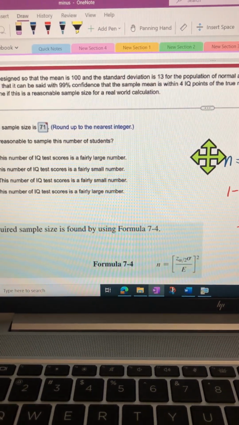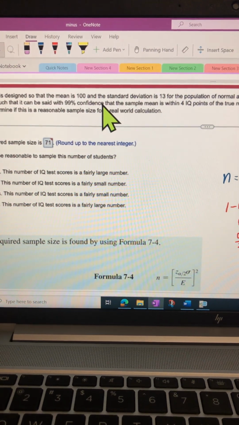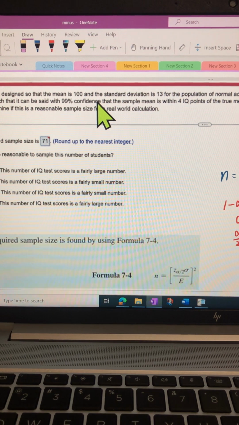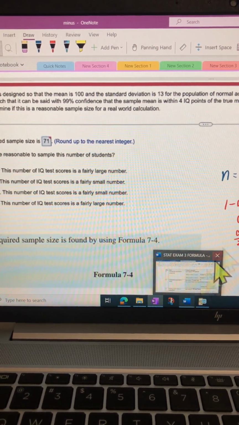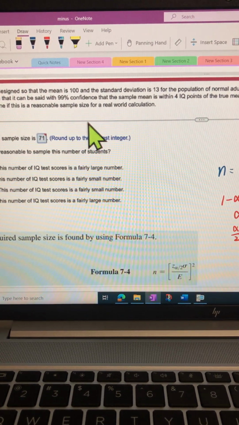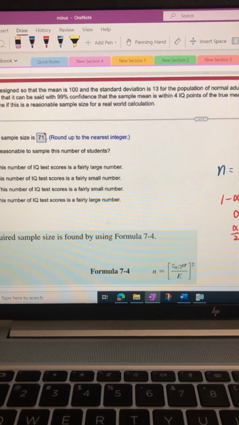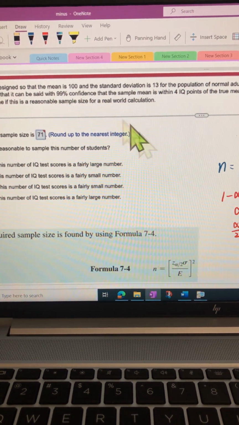Hello, Rachel. This question, after you read the problem, you need to know this is about confidence interval for population mean. So it's section 7.2, and we are looking for the minimum sample size in order to satisfy the conditions stated in the problem.